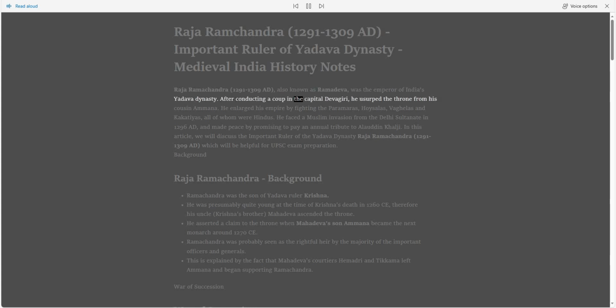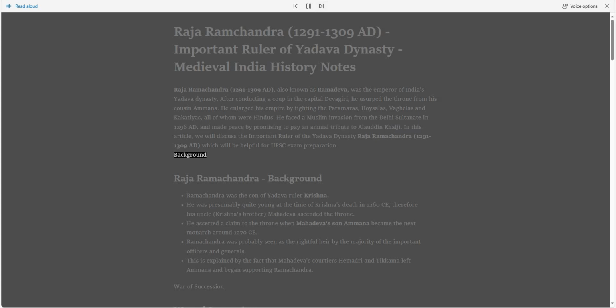After conducting a coup in the capital Devagiri, he usurped the throne from his cousin Amana. He enlarged his empire by fighting the Paramaras, Hoysalas, Vaghelas, and Kakatiyas, all of whom were Hindus. He faced a Muslim invasion from the Delhi Sultanate in 1296 AD, and made peace by promising to pay an annual tribute to Alauddin Khalji.